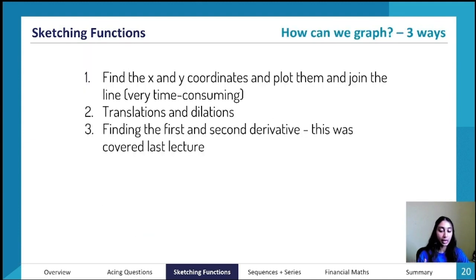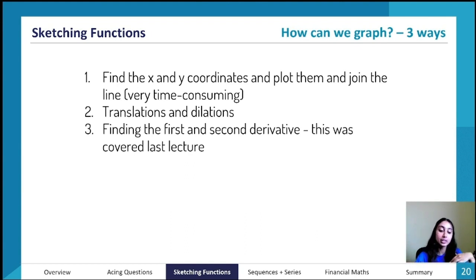Okay, so how do we actually graph a graph? There's three simple steps. First we're going to find the x and the y coordinates and plot them to join a dot to dot curve or line. It kind of works. It is very time consuming, and sometimes you might miss the actual turning points and stuff. So it's an okay method.